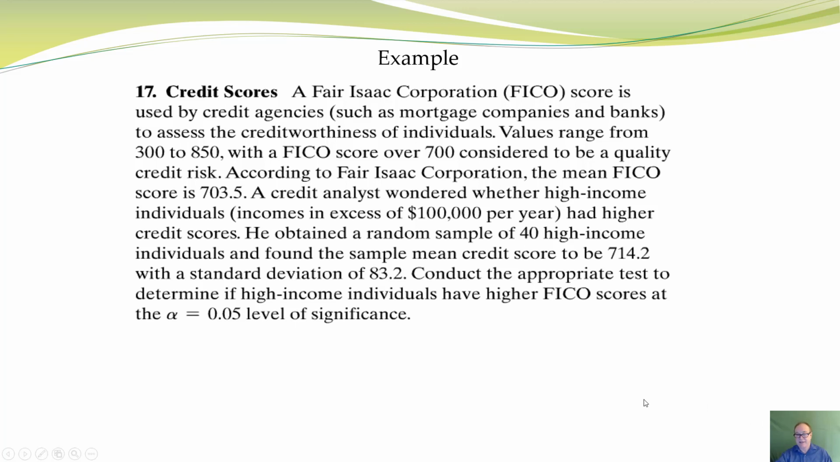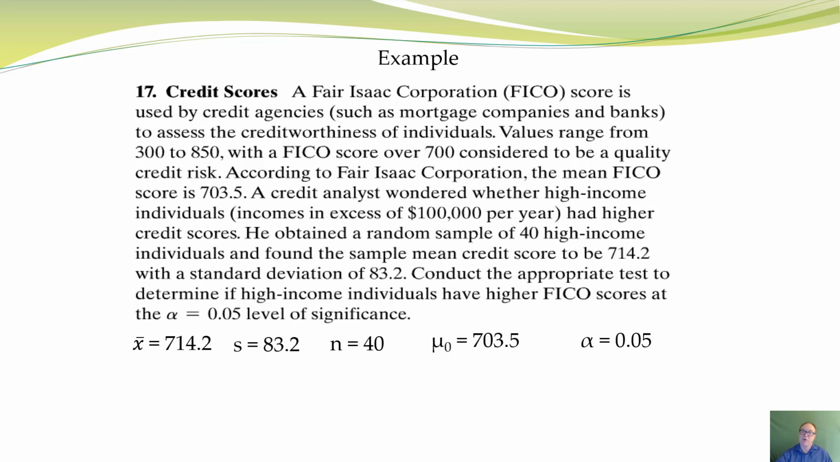So the first thing we want to do is go through the problem. What is the mean of our sample? Well, x bar would be 714.2. Standard deviation of our sample would be 83.2. Size of our sample would be n equals 40. Okay, what are we comparing this to? We're comparing to 703.5. What's our level of significance? 5%, 0.05.